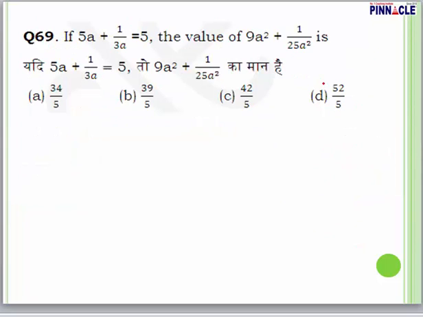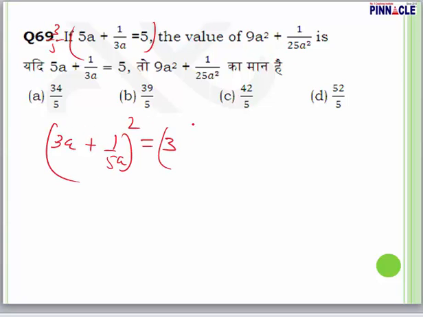Next question, question number 69. If 5a + 1/(3a) = 5, then what will be the value of 9a² + 1/(25a²)? Now see, we have 3a and 5a in the terms, so we will multiply by 3/5. If I multiply both sides by 3/5, then we will have 3a + 1/(5a) = 3. We multiplied both sides by 3/5 so that it can go in that direction.